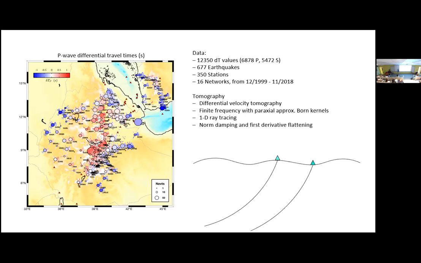You can see those travel times plotted on here. Blue means fast, early arriving body waves, red means slow, late arriving body waves. And we invert these for structure using differential velocity tomography, using finite frequency kernels to project the sensitivity of these travel times down into the earth with 1D ray tracing and other bells and whistles.